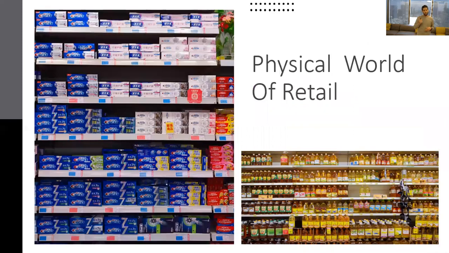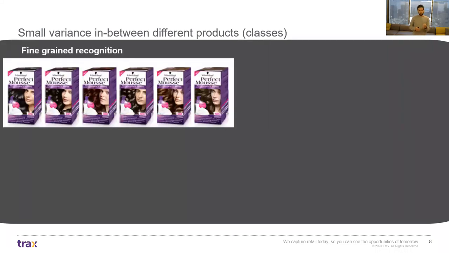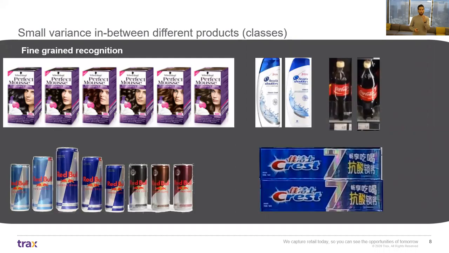But what is so unique in the retail environment that makes it so challenging for computer vision? Let's review some of the main reasons. The first and probably the most noticeable reason is the very small variance between the different classes, the products. This is no more about the ability to differentiate between a cat, a dog, and a chair. It's about the ability to differentiate between those totally different hair color products. Same goes for very similar shampoos.